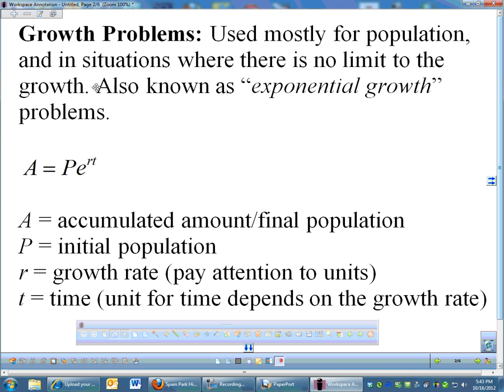It's not very realistic because this growth problem assumes that there's an unlimited amount of space, unlimited amount of food, no predators. It's called exponential growth. And basically it just says that they'll just grow and grow and grow. And this is the formula we use.